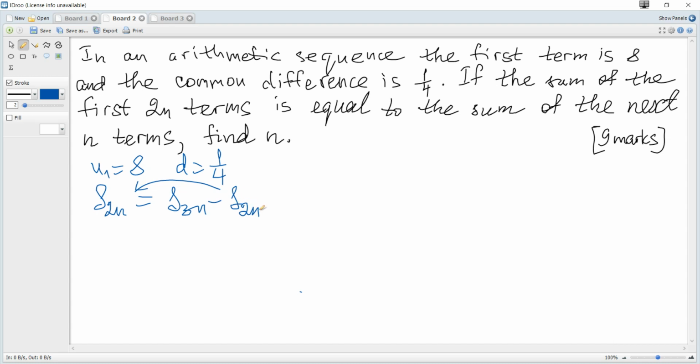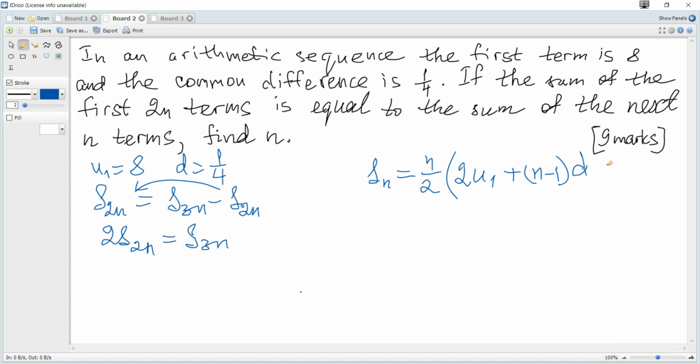So move this sum of 2n to the left to get 2 times the sum of 2n terms is equal to the sum of 3n terms. And using the formula for the sum of n terms, n over 2 times 2u1 plus n minus 1 times the difference, the sum of 2n terms becomes, we just substitute 2n for n, and get 2 multiplied by 2n over 2. You can cancel 2.